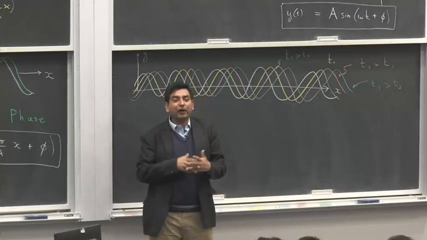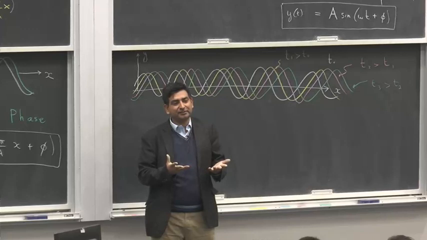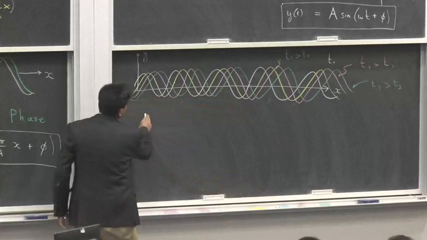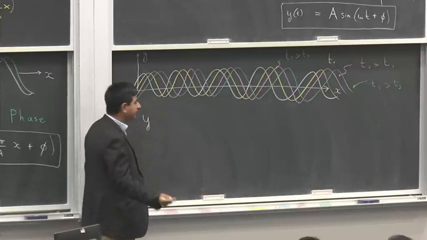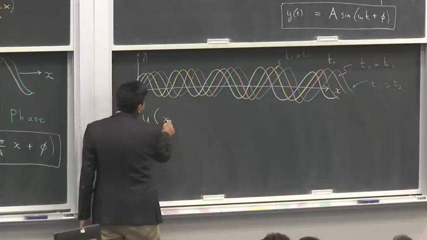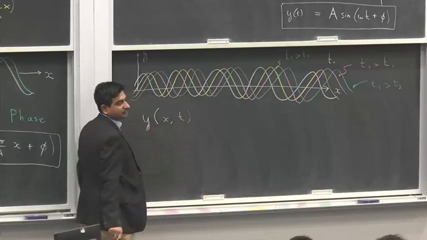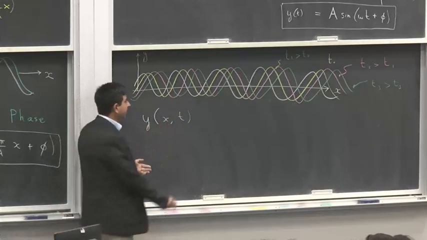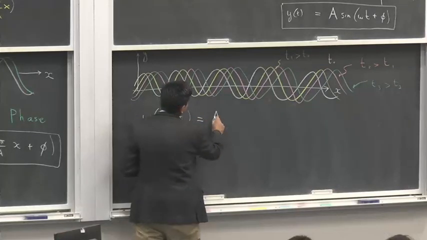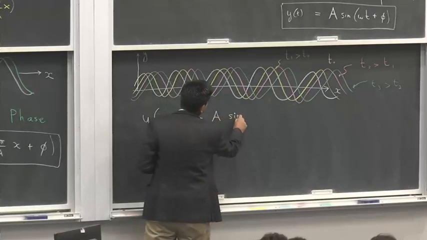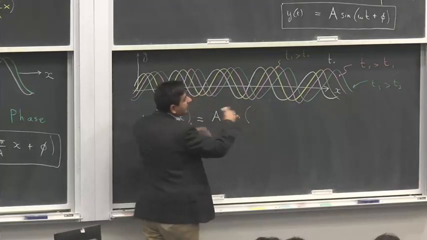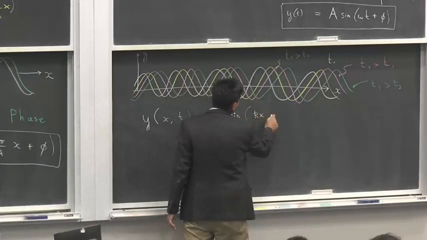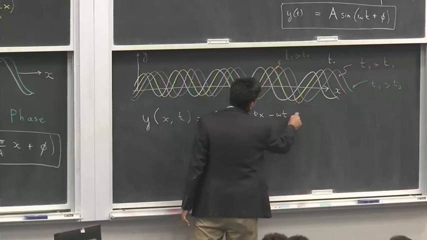Alright? Now how can I do that? Quite easy. Now my wave function is just a function of x as well as of time. Okay? So now I have a spatio-temporal function. Of course it has an amplitude, sine. I can combine these two aspects in the following way. Kx minus omega t plus phi.